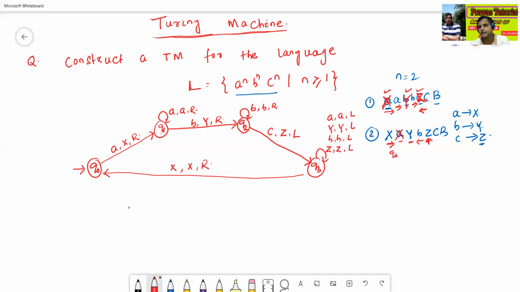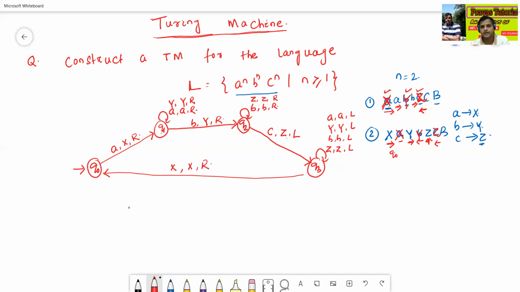Then Q1 reads Y and skips it. So read Y, write Y and move towards right. Then Q1 reads B, writes Y and moves towards right. Then Q2 reads Z and skips it: read Z, write Z and move towards right. Then Q2 reads C, writes Z and moves towards left.